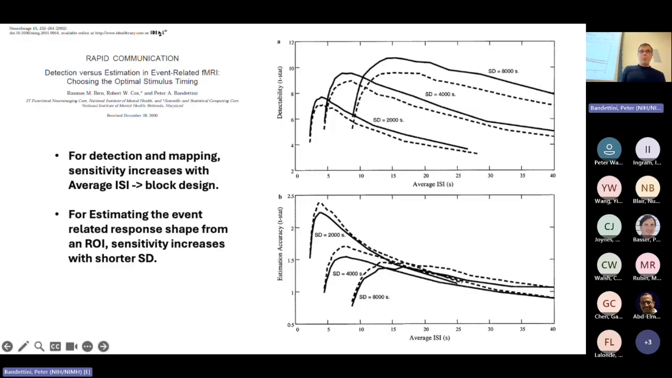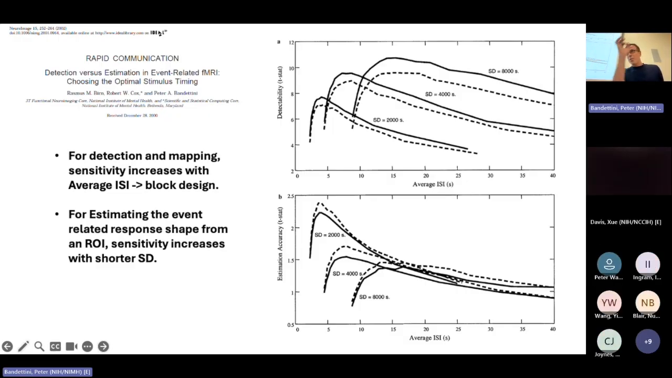However, and this is what most of the field kind of misses, and it's always interesting. Let's say you know where you're looking, and you just want to characterize the details of the hemodynamic response. So you take a region of interest, and you're just looking at that hemodynamic response, and you just want to understand that one hemodynamic response. Then it's better to go faster. So it's better to have a shorter stimulus duration and a shorter average ISI. And the faster you go and the shorter you go, the better off you are for characterizing that hemodynamic response once you know where to look.